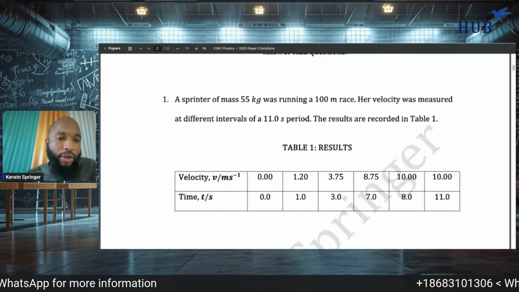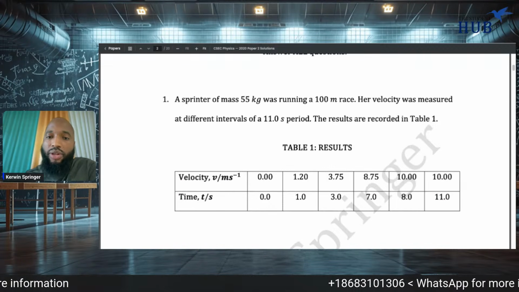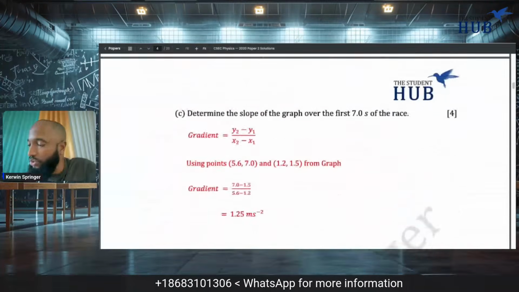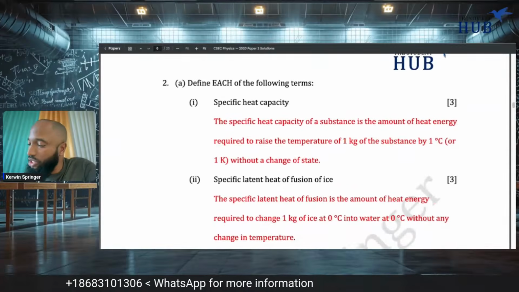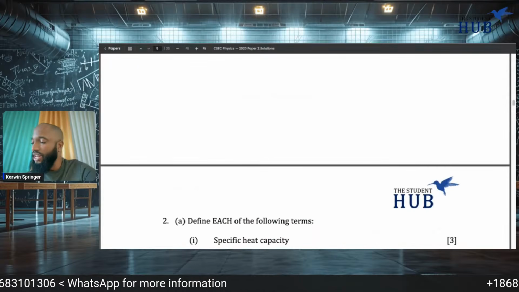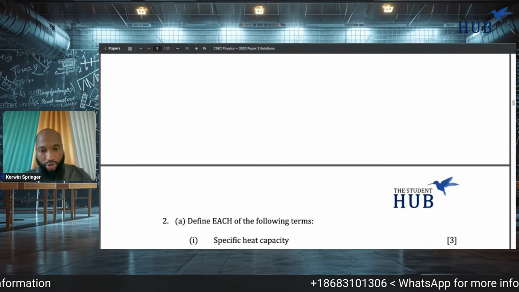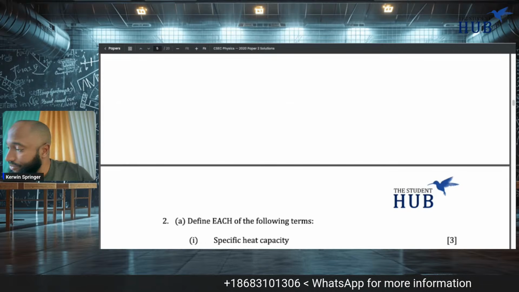All right, so we're skipping all the question ones for now. We'll come back to some question ones near the end, right? Question ones with the graph and stuff. We do enough of that. So let's just jump straight into question 2. Define each of the following terms. Specific heat capacity. Let's go. How would you define specific heat capacity?